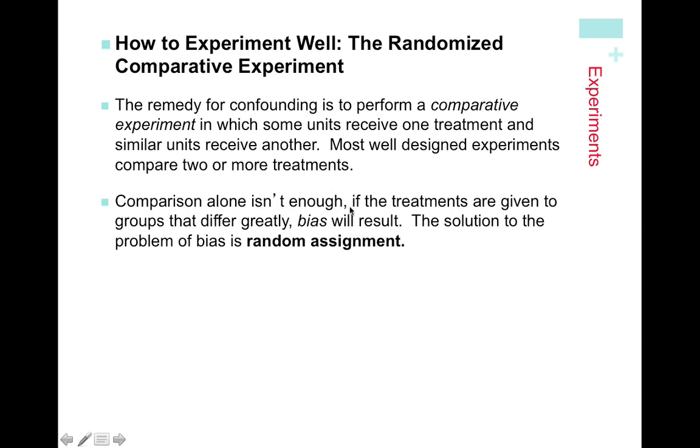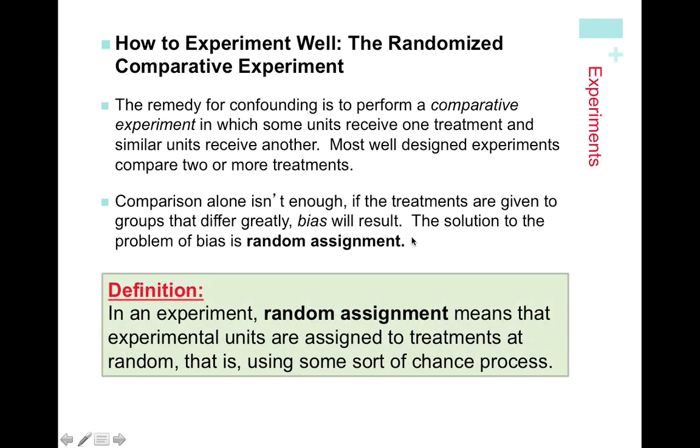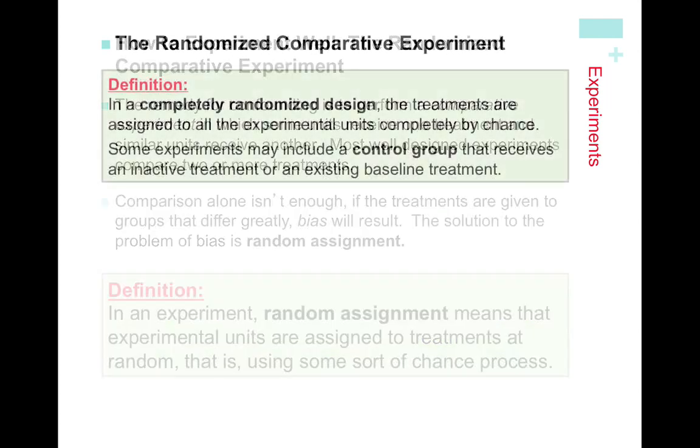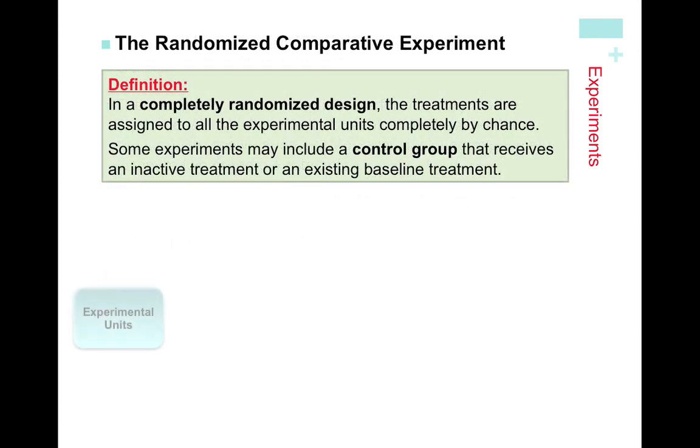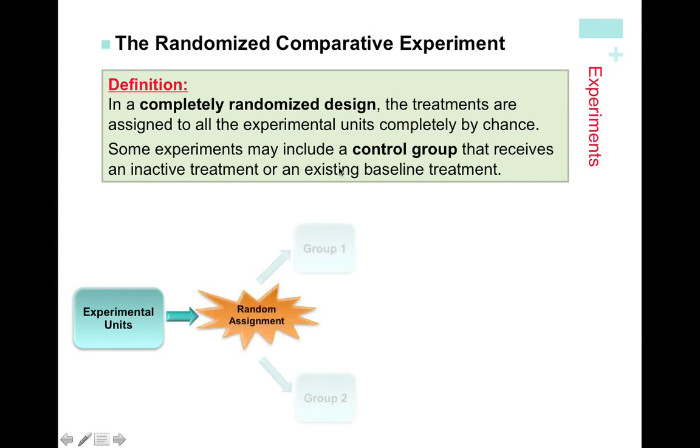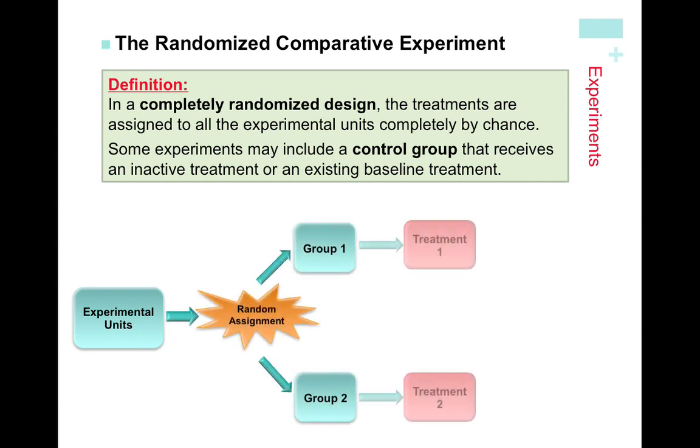So comparison alone isn't enough. If the treatments are given to groups that differ greatly, bias will result. So we randomly assign the people to the groups. We talked about a completely randomized design, where the treatments are assigned to all the experimental units completely by chance. So we may have a control group that receives the basic or baseline treatment.